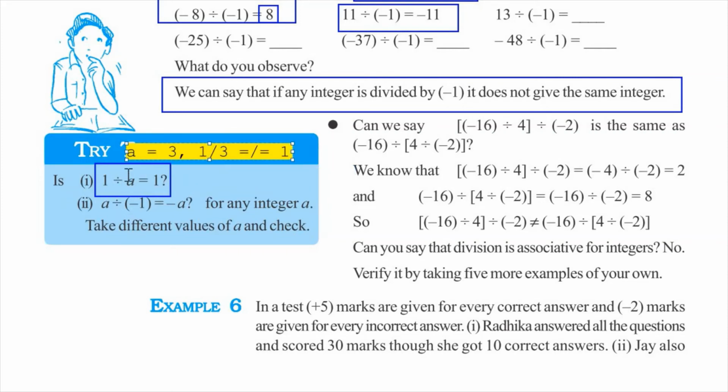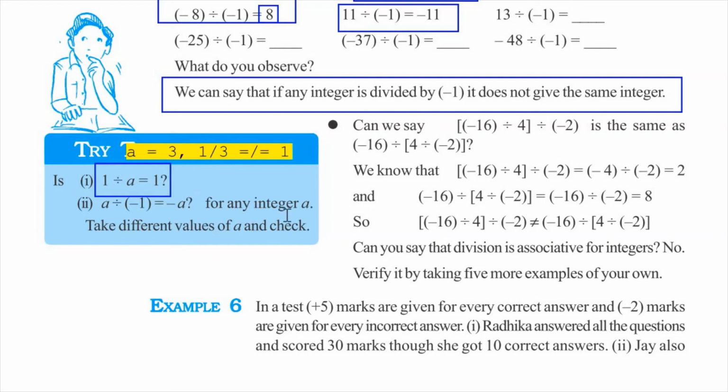However, if it were opposite, that is if a divided by 1, then that is true. a divided by 1 is always equal to a, not 1. Next, a divided by minus 1 is equal to minus a. For any integer a, is this true? The answer is yes. This is true for any integer a except 0. Even in case of 0, you can take negative of 0 to be equal to 0 itself because negative 0 does not have any meaning. So this is true for any integer.